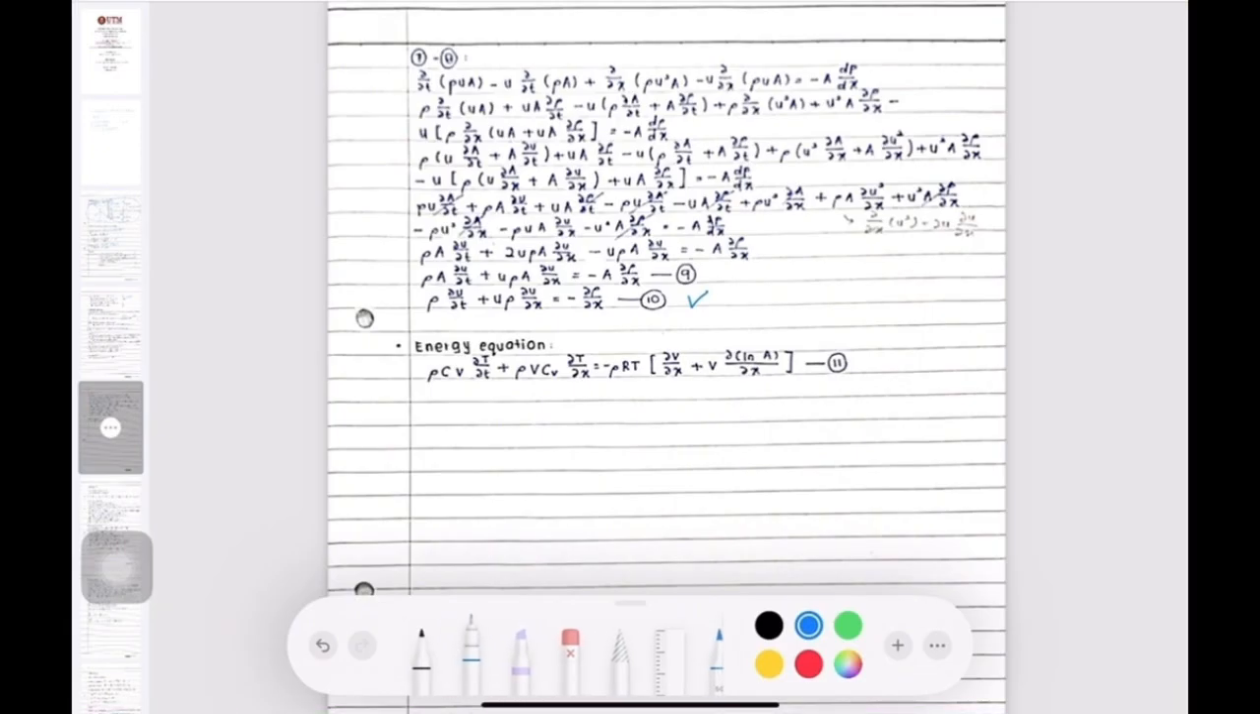And then this is the energy equation. Rho c_v dT/dt plus rho V c_v dT/dx equal to negative rho R T in brackets dV/dx plus V d ln A/dx.